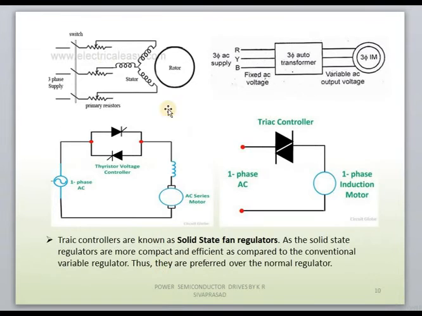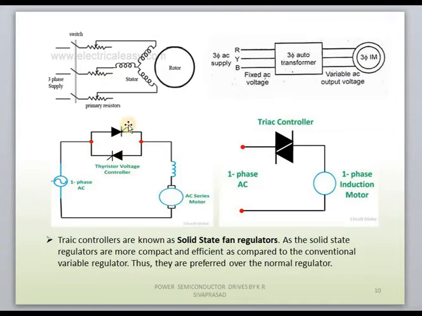You can see the diagrams also. The first diagram indicates the first method, the conventional method. These two are conventional methods. The first method is the primary resistance. By connecting an external resistance to the stator windings, you can easily control the speed of the machine. This is the basic diagram for the speed control. The second diagram indicates using an auto transformer, because the auto transformer produces a variable AC output voltage to the machine's three-phase windings. The next two diagrams indicate the thyristor method and the triac method.